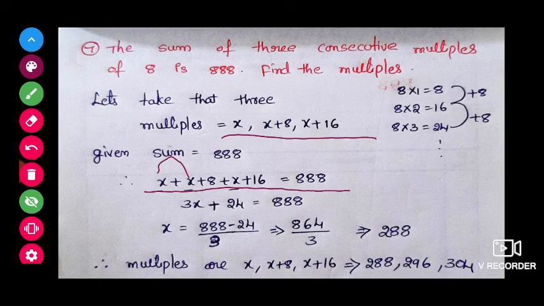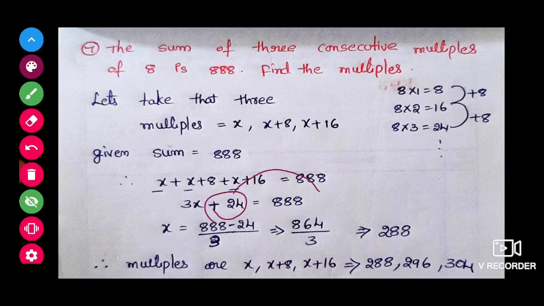Now add all the variables: x plus x plus x is 3x, and the two constants, 8 plus 16, is 24. Now 3x plus 24 is equal to 888. We want the value of x, so we have to send all the remaining constants to the other side, the transposition method. Here plus 24, if it goes to that side, becomes minus 24.